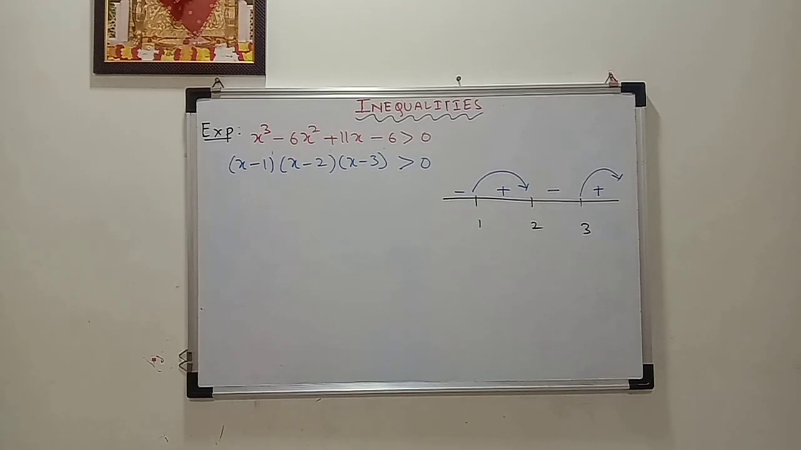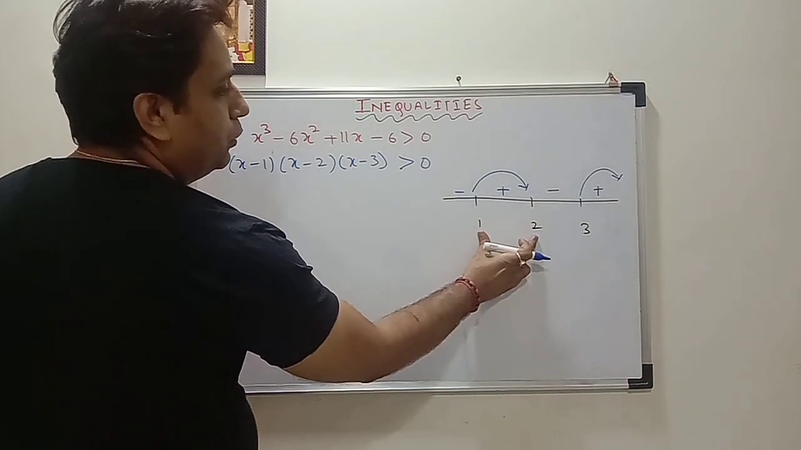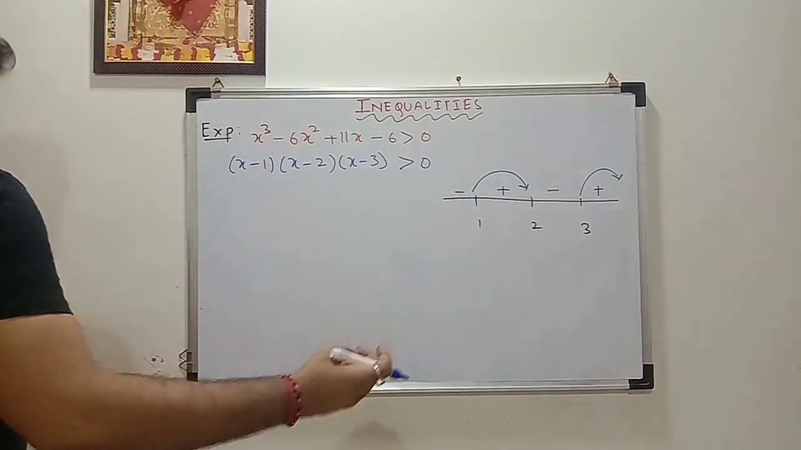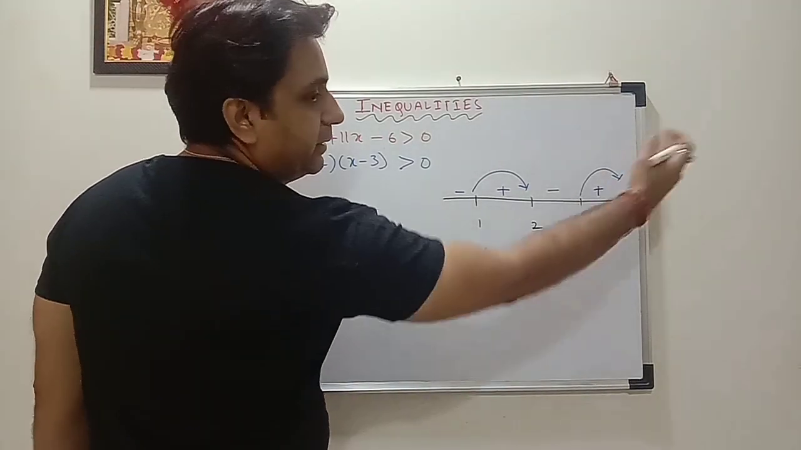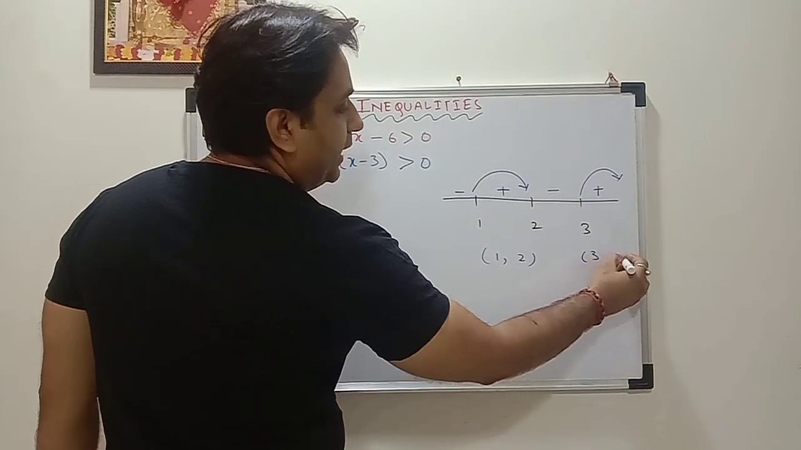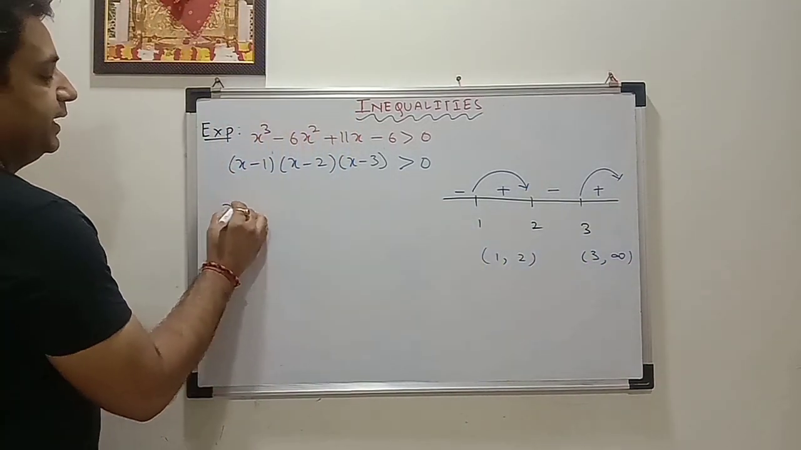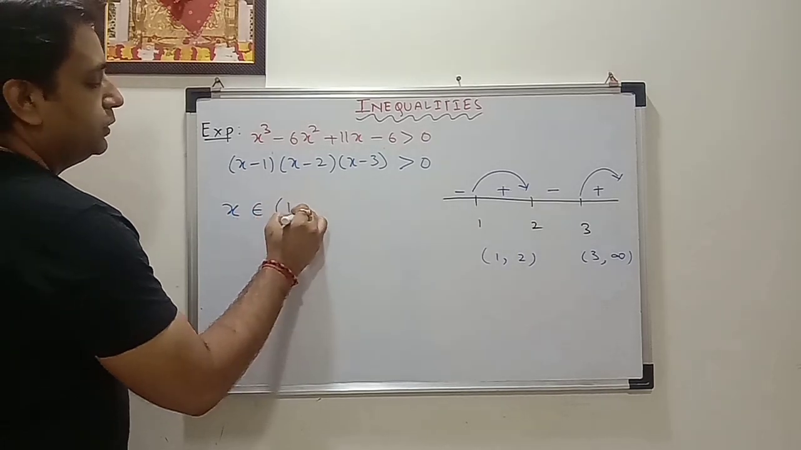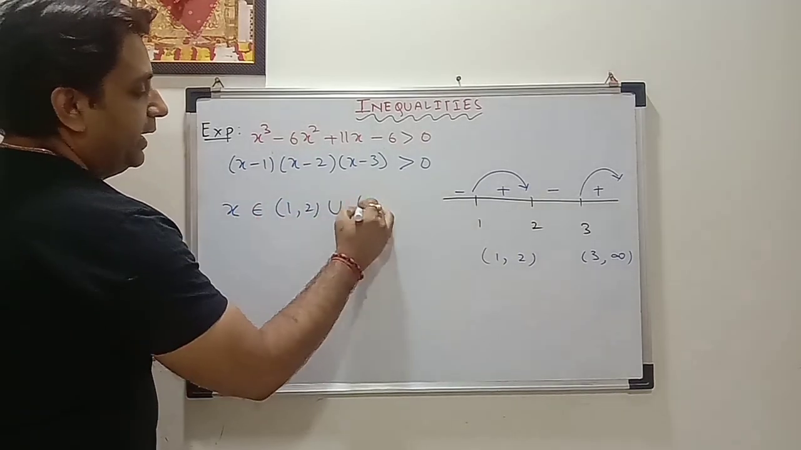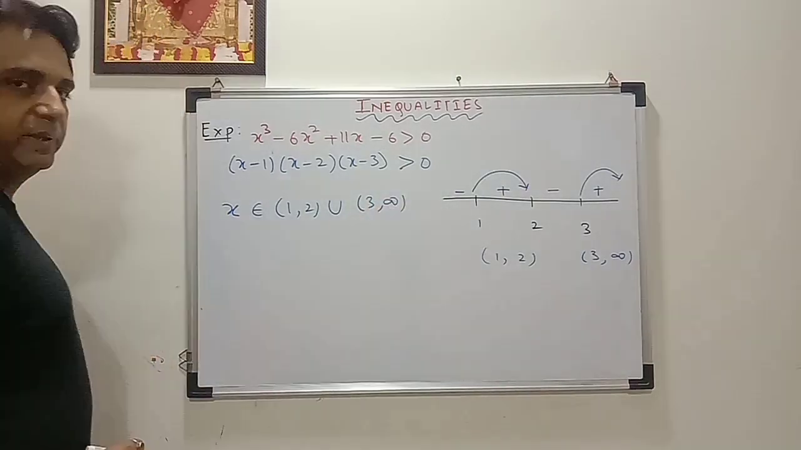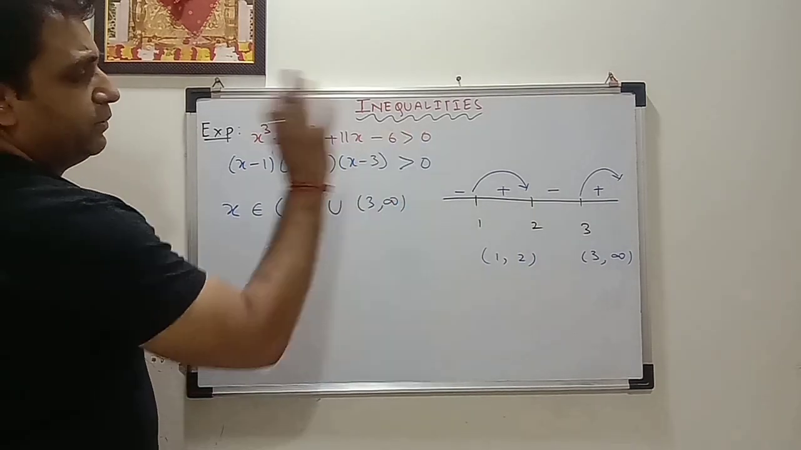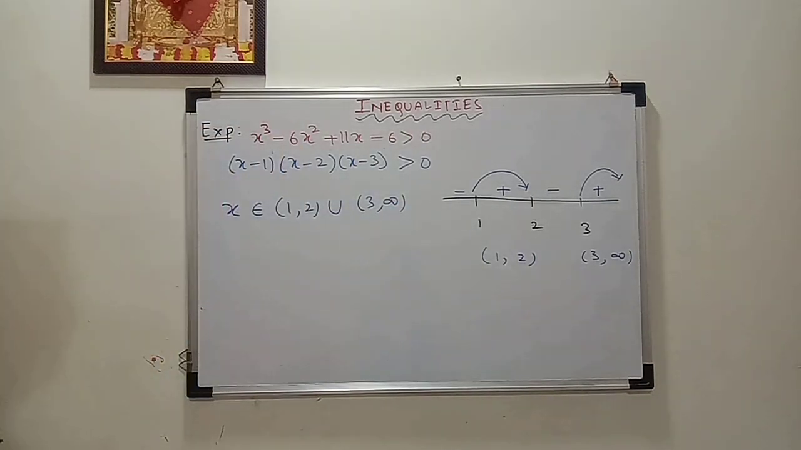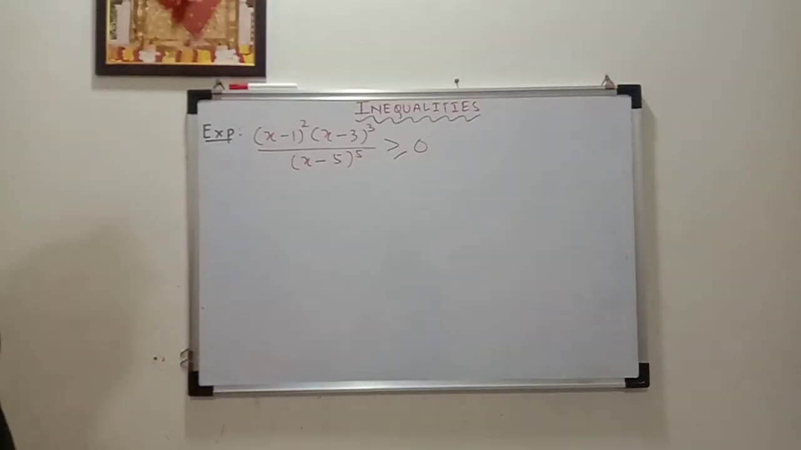So how to write this in interval? It's very simple. x belonging from where? 1 to 2 and 3 to infinity. So very simple, two values are there. One is 1 to 2, and greater than 3 means from 3 to infinity. So how to write the intervals? x belongs to (1, 2) union (3, infinity). Correct? And here we are not taking the square brackets because in the inequality only the greater than rule is given. Okay? Understood? So the next problem is that one.